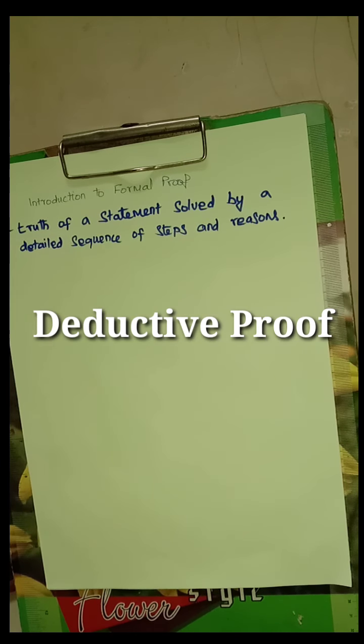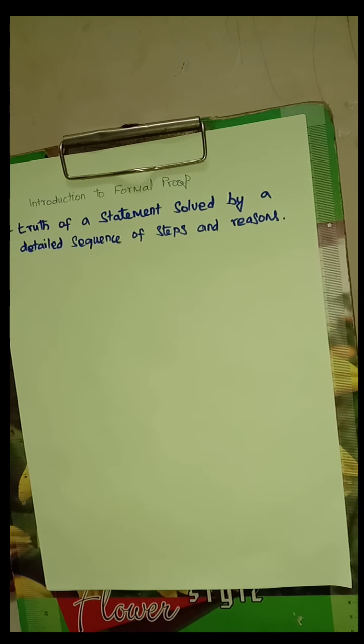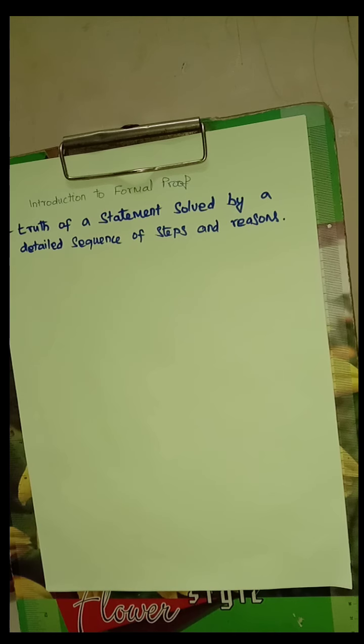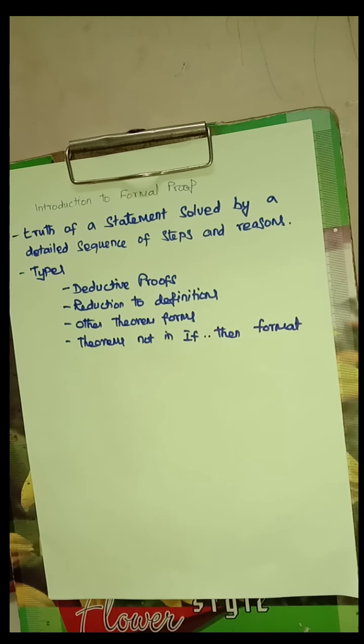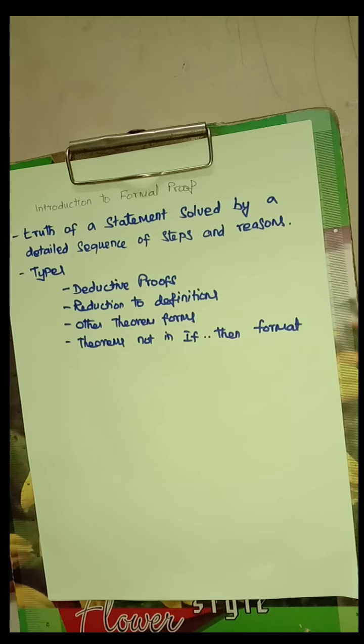Under formal proving method, the truth of a statement is solved by a sequence of steps and reasons. Under formal proof, we have several methods. One, deductive proofs. Second, reduction to definition. Third, other theorem forms. And the last one, theorems which are not in if-then format.